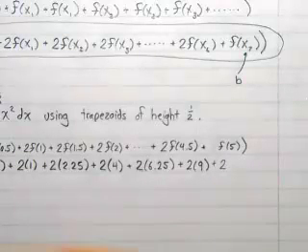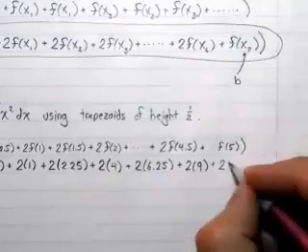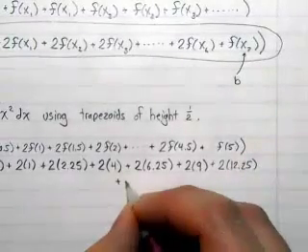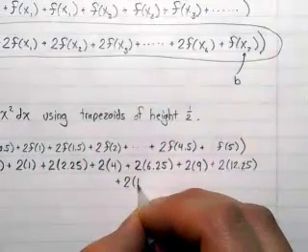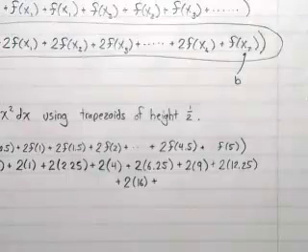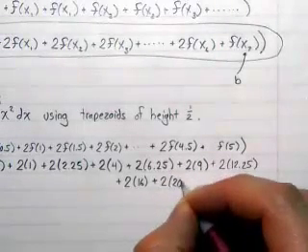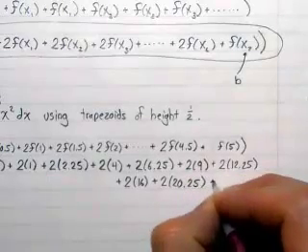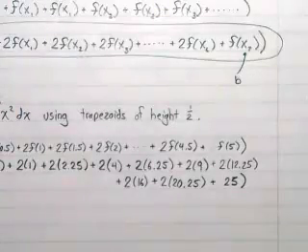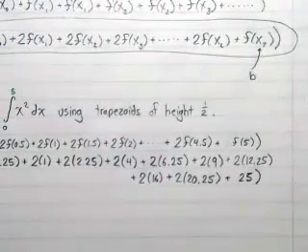3.5, 12.25. 4 gets you 16. 4.5 gets you 20.25. And then f of 5 is 25. So it'd be like that all put together then.